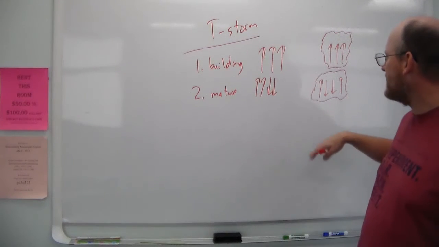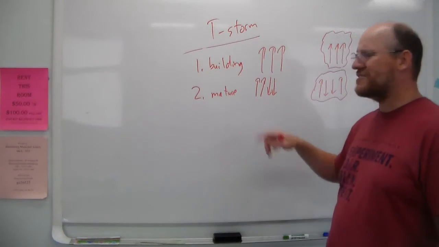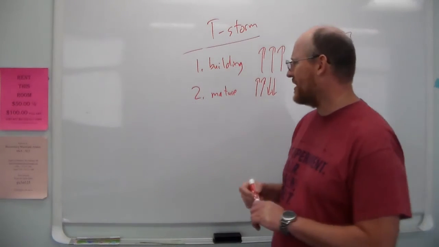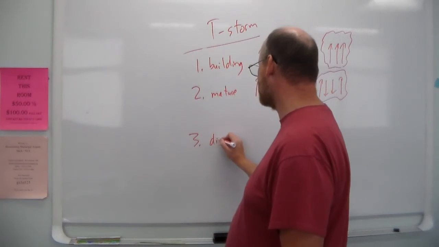All right, so mature stage, how do you know you're in the mature stage? You start to see precipitation on the ground. So you start to see rain, and then there's the dissipating stage.